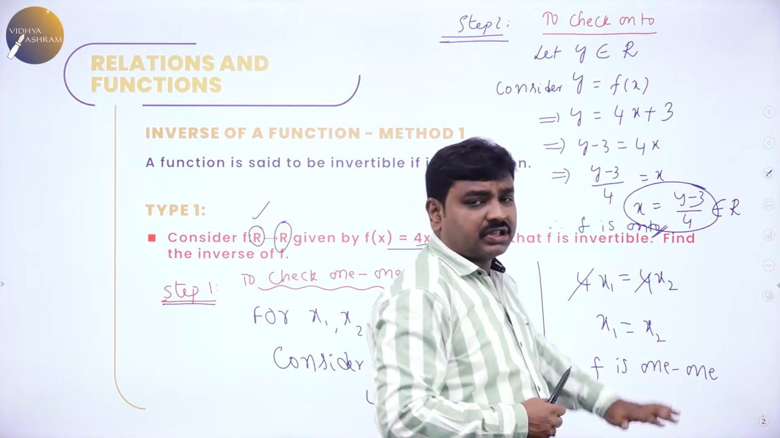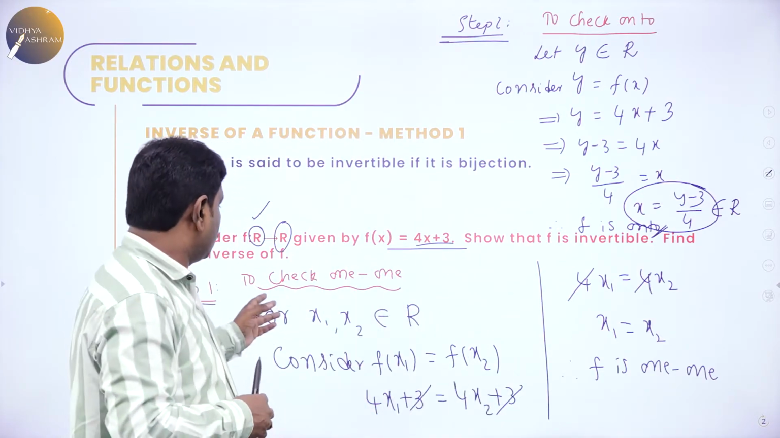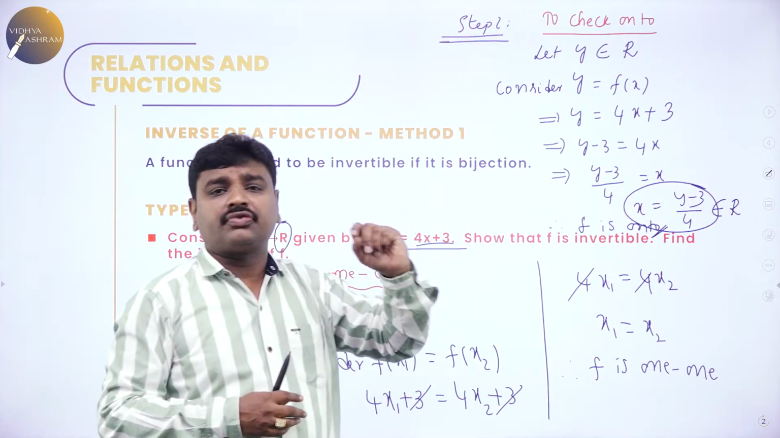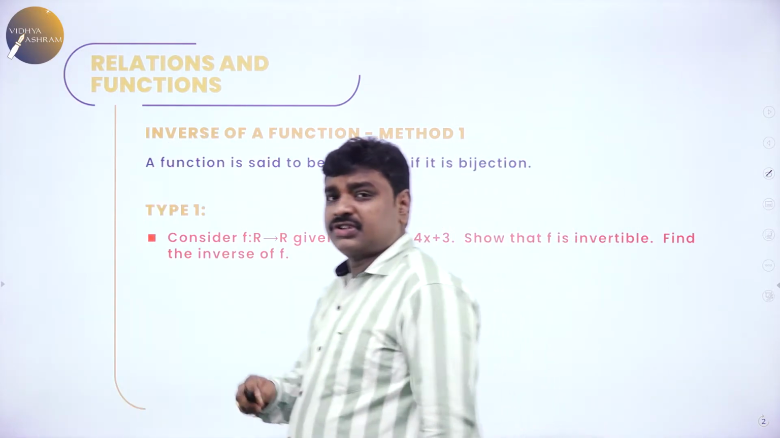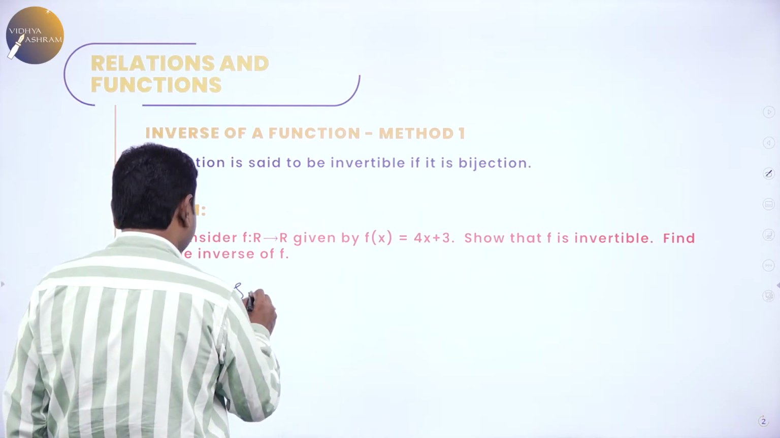So now till this you copy this. I hope all of you understood. What is the first step we have done? To check 1-1. What is the second step? To check onto. Now we'll find the inverse. Now first we'll write the conclusion. Because of step 1 and step 2, I can write the conclusion.